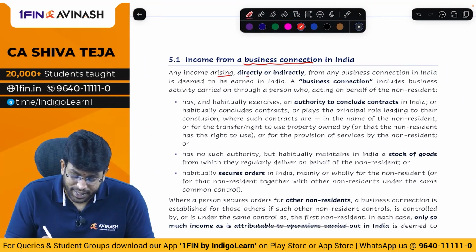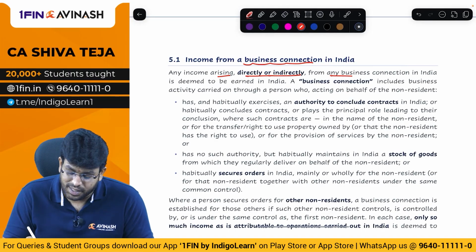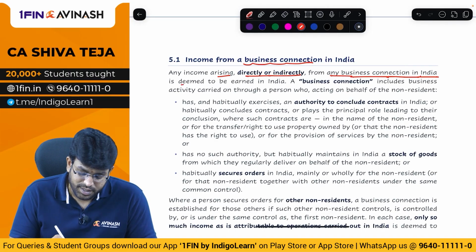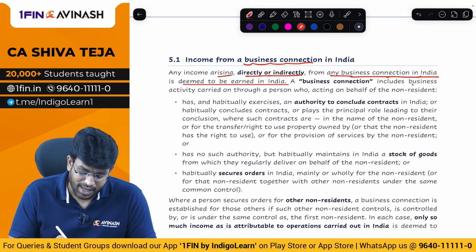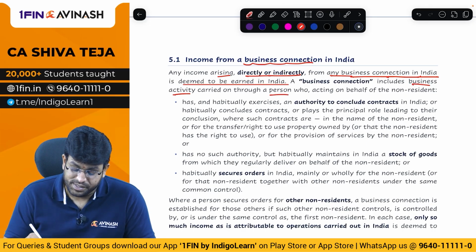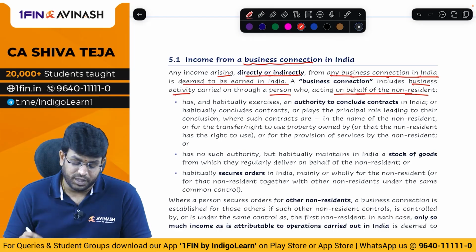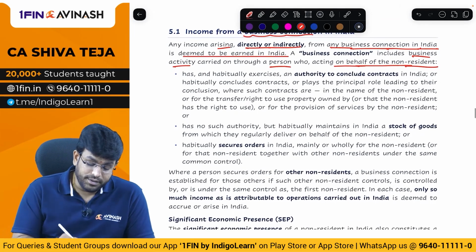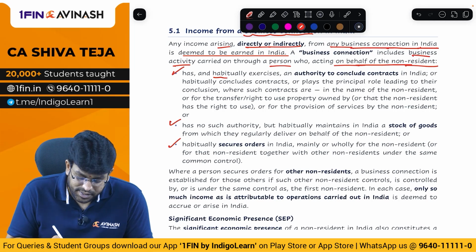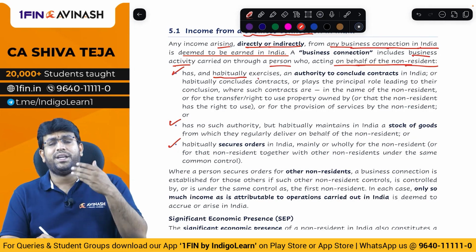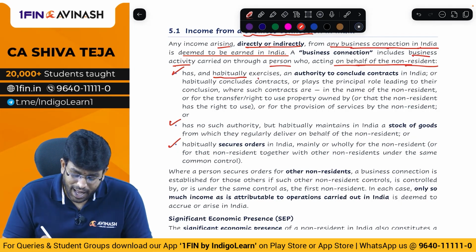Any income arising directly or indirectly from any business connection in India is deemed to be earned in India. A business connection includes business activity carried on through a person who is acting on behalf of a non-resident. What is he doing? Three interesting points we have. Number one, has and habitually exercises. Habitually means usually, generally, exercises an authority to conclude contracts.